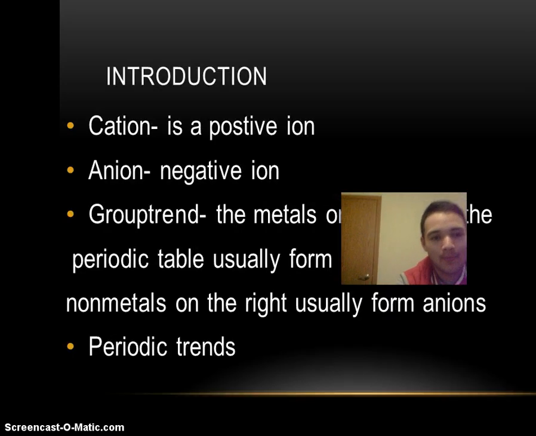Let's begin. The introduction. A cation is a positive ion. An anion is a negative ion. A group of trends: the metals on the left of the periodic table usually form cations, and non-metals on the right usually form anions, which are negative. And the periodic trend. Don't worry, this is not all of it. We'll go into more depth.